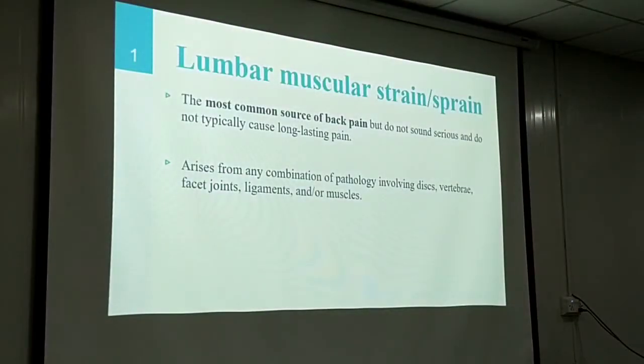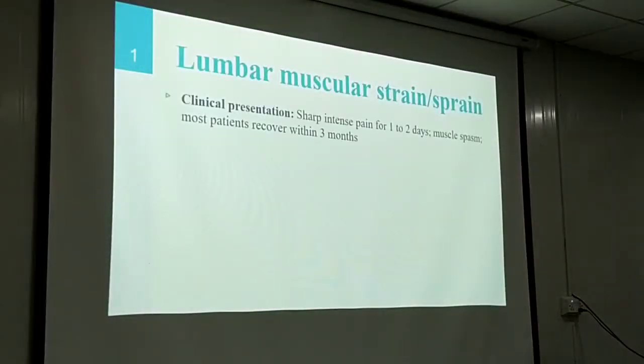This is the most common source of back pain, but it does not sound serious and does not really cause long-lasting pain, arising from any combination of pathology involving disc, vertebrae, facet joints, ligaments, or muscles. The clinical presentation could be sharp, intense pain for 1 to 2 days. Muscle spasm, most patients recover within 3 months.